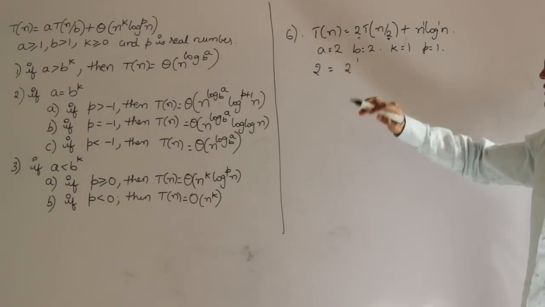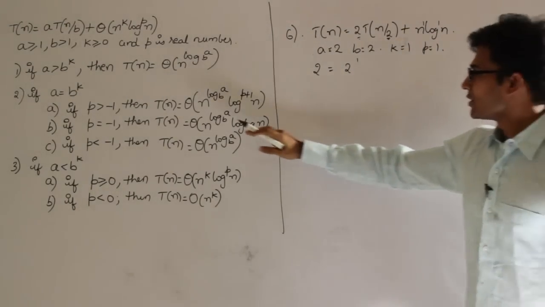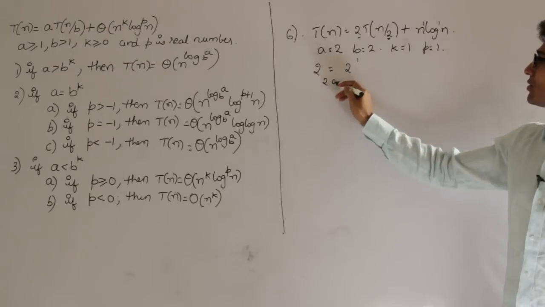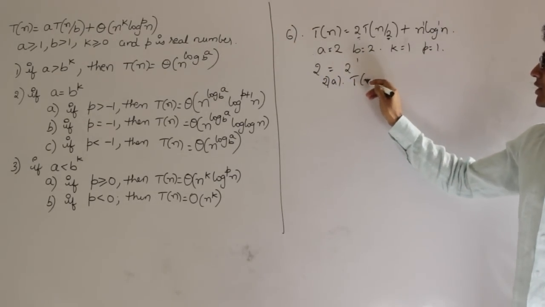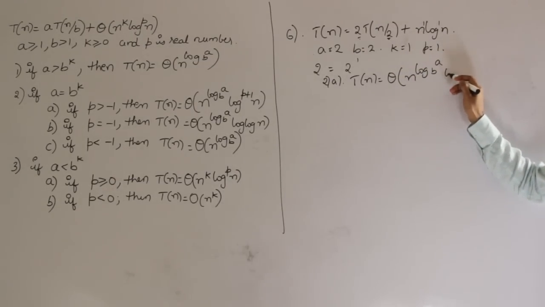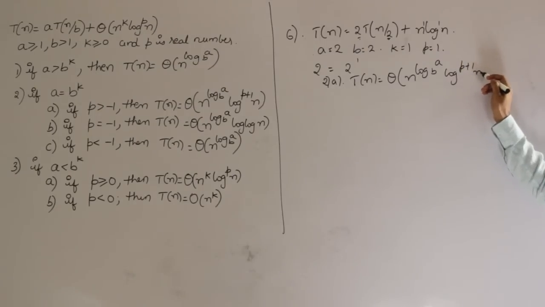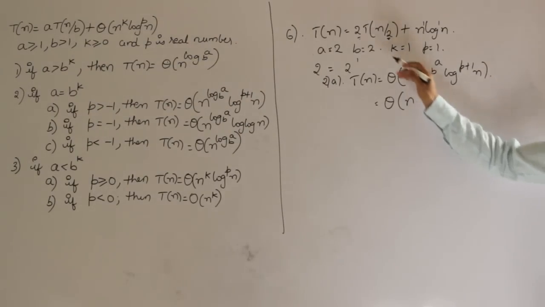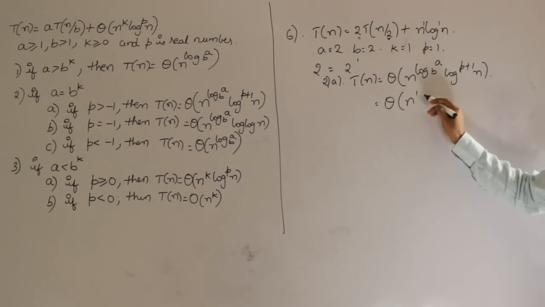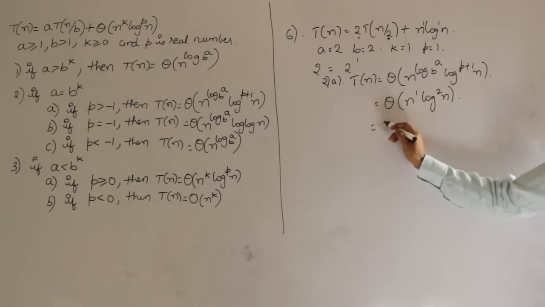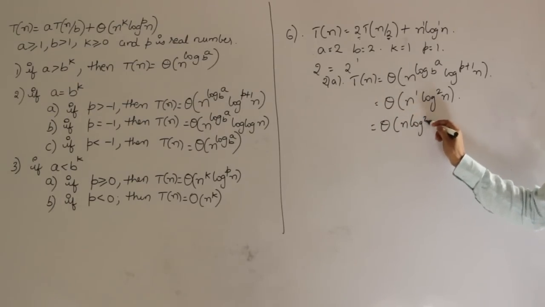In that second case, what is the subcase? That depends on the value of p. So here p equal to 1, which means p is greater than minus 1. Therefore it falls in condition 2a. So what is the 2a here? T of n equal to theta of n power log a base b into log power p plus 1 n, that is theta of n power log a base b. If you take log a base b, it is going to be 1, and log power p plus 1, already p is 1, which means log square n. That equals theta of n log square n.